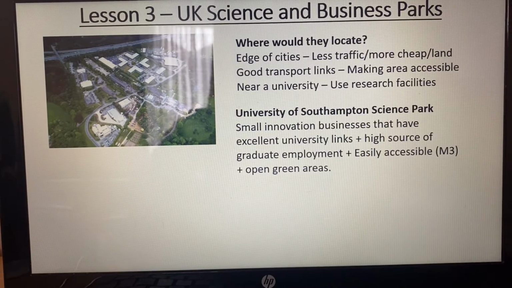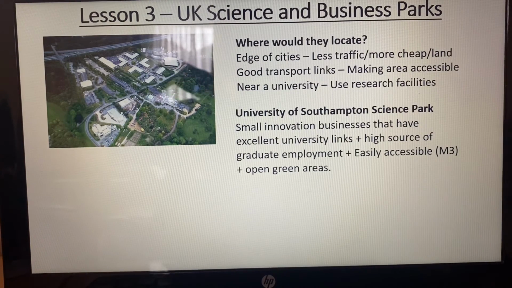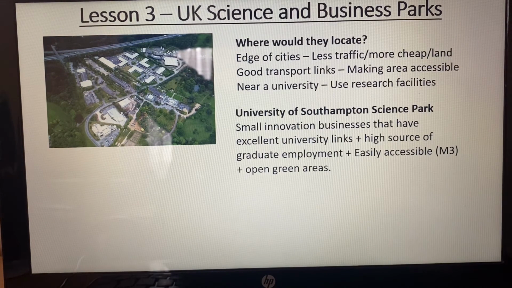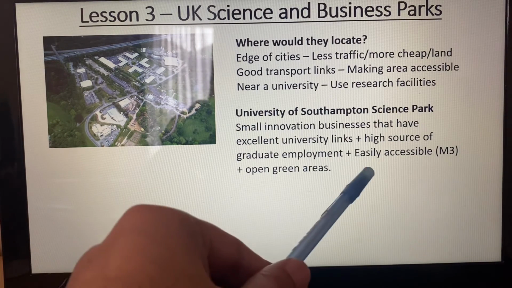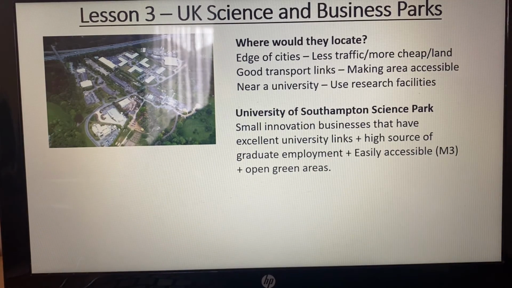The Southampton Science Park. So what was it and how does it help the UK economy? We've said that it's many small science businesses, but the good thing is that they've got excellent links with the university, and that's really important because it can allow many graduates to be employed. Obviously, that allows many employees to get an income, which generates taxes. It's also easily accessible for other businesses, employees and customers. There are lots of open green spaces.